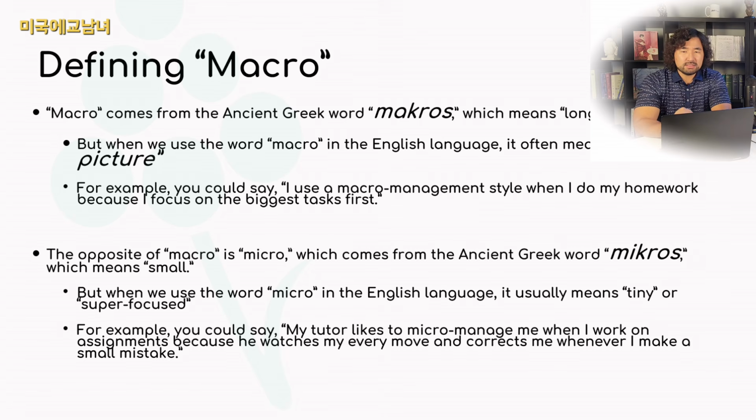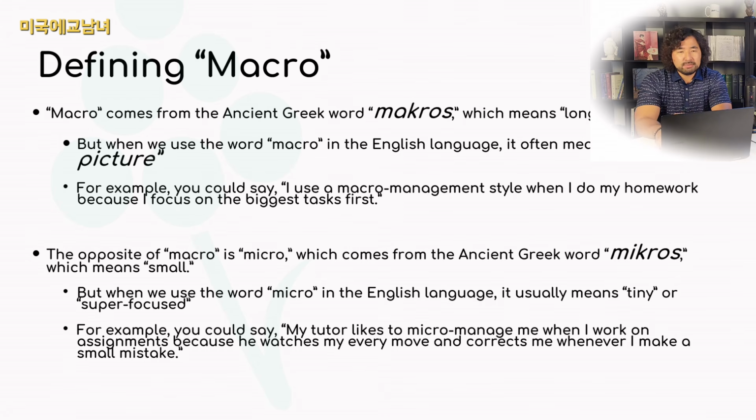So what is a macro outline? Macro means big, large. So think of macro as the big picture, okay? The opposite is micro. Micro means small or more focused, okay? But in today's lecture, we are focusing more on the macro.